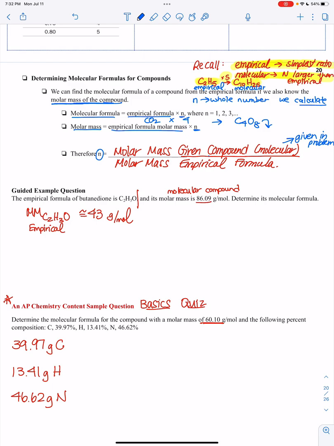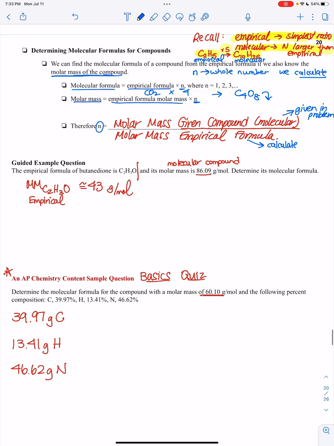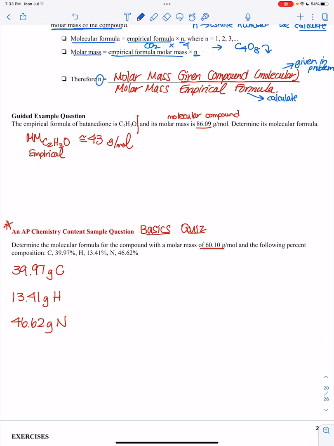And I divide it by the molar mass of the empirical formula, which I have to calculate. And that's going to be my whole number that I use. Now, I might have over-explained, it seems like a lot, but the best thing we could do is an example. So here's a guided example.